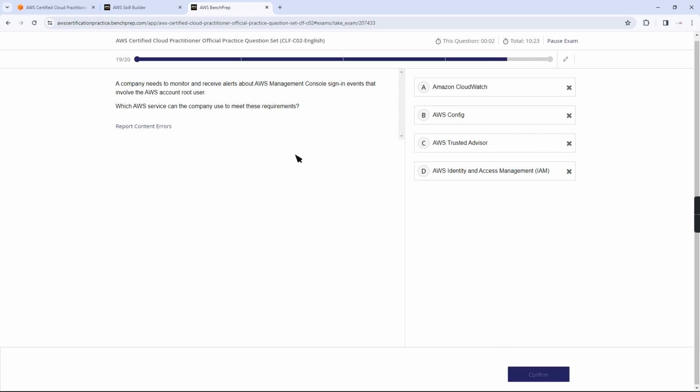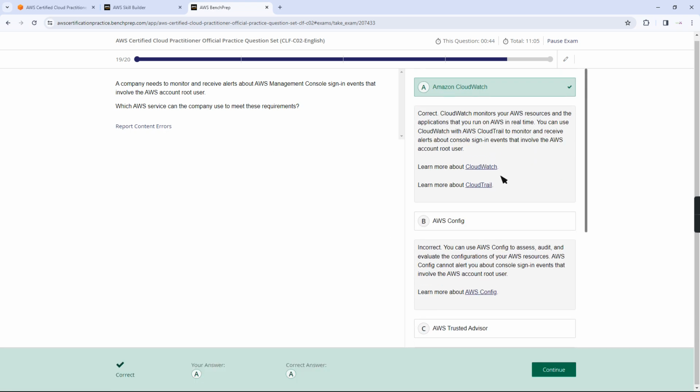A company needs to monitor and receive alerts about AWS Management Console sign-in events that involve the AWS account root user. CloudTrail can be the right choice for this, but I don't have CloudTrail as an answer option. So now I need to think it through. It is like AWS Config. Trusted Advisor, IAM is completely no. Trusted Advisor also no. It needs to monitor and receive alerts. So typically between CloudWatch and Config only. If CloudTrail is present, CloudTrail can be the ideal choice. Let me mark CloudWatch and see whether it is correct or not.